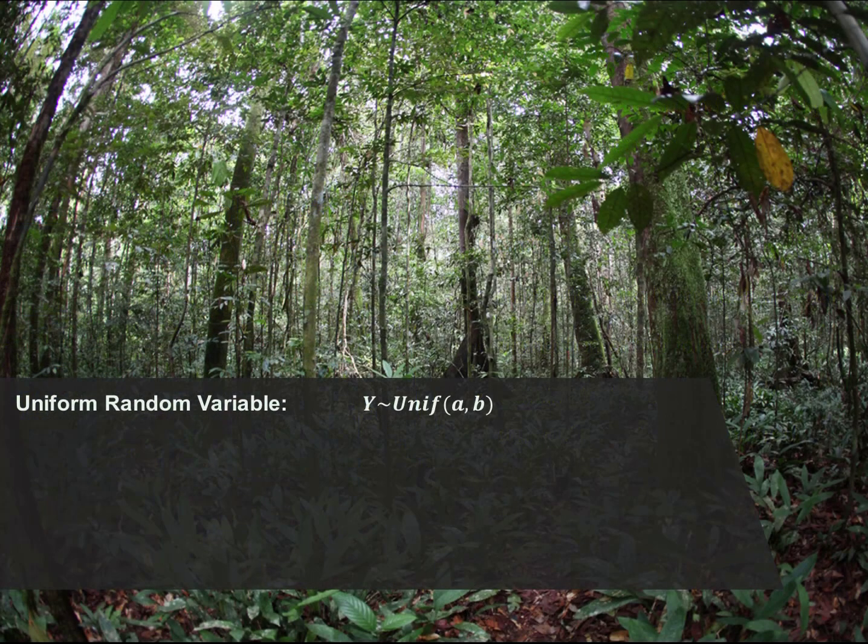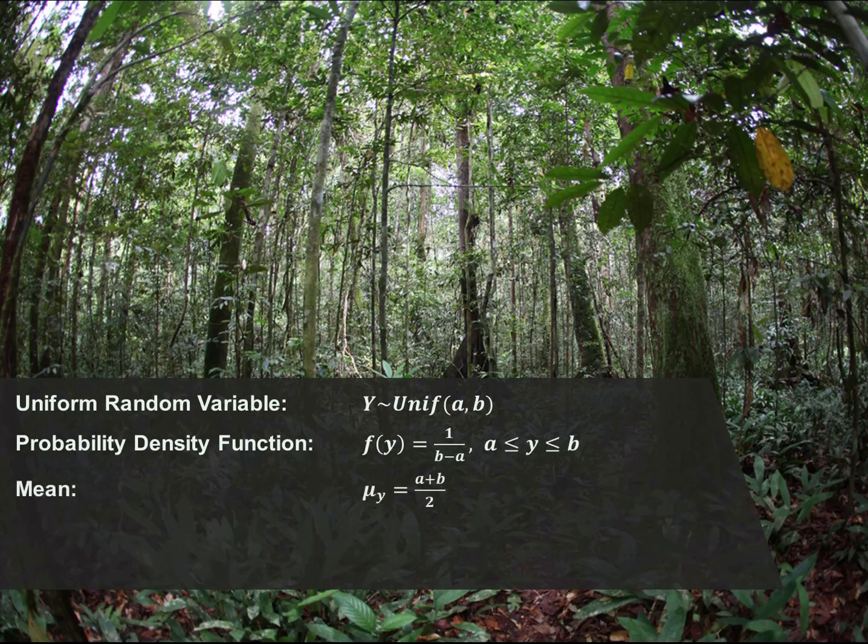The probability density function of a uniform random variable y is as follows, though we will use R commands to find uniform probabilities. If y is a uniform random variable with parameters a and b, then the mean can be shown to be mu sub y equals the quantity a plus b over 2. And the standard deviation can be shown to be sigma sub y equals the square root of the quantity b minus a squared over 12.